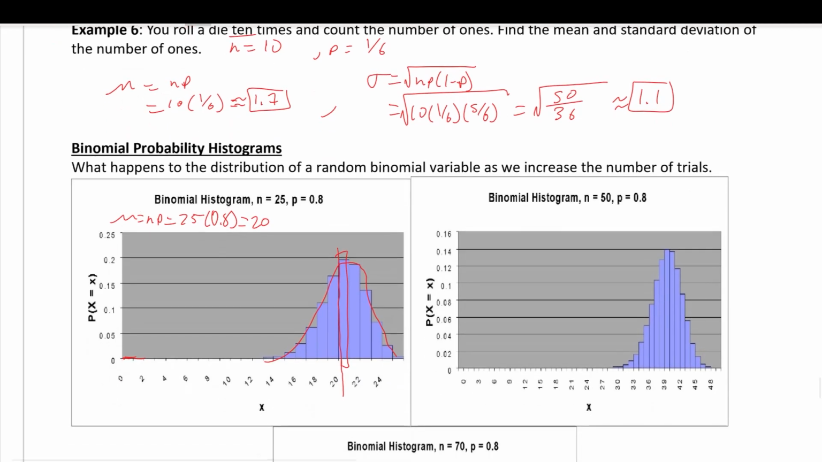All right. What happens if we increase this to 50? Well, mu equals n times p, which is 50 times 0.8. 80% of 50 is 40. 40 seems to be around here. So that seems to be the center there. And again, you start to see that bell-shaped thing going on right there.